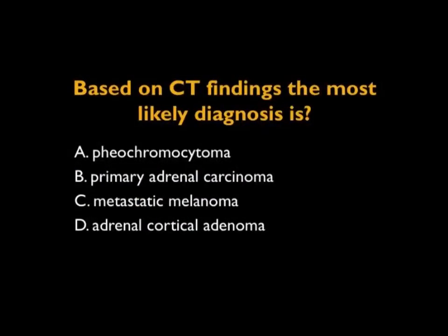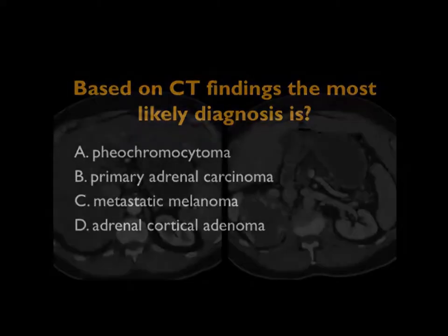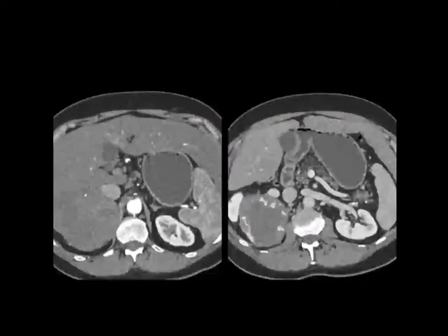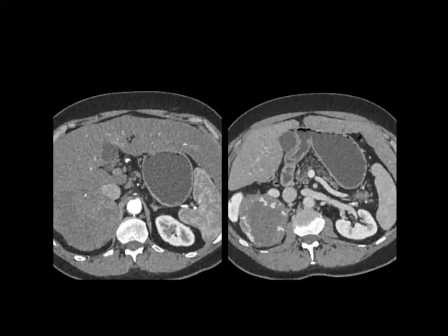In this case, based on the CT findings, what's the best diagnosis? Now, this is somewhat easy and somewhat hard and somewhat tricky. There's a large right adrenal mass. The mass is solid. It's over 10 centimeters. Every time, to me, this is a primary adrenal carcinoma. Okay, that's pretty good. But you know, it wasn't, though I thought it was.